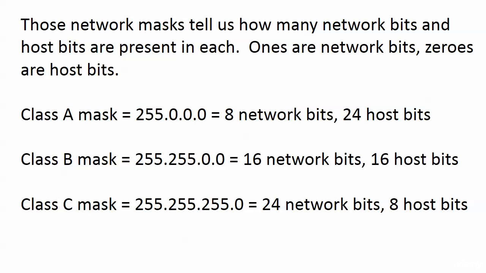And the Class A mask, 8 network bits and 24 host bits. Again, the network bits are set to 1, host bits are set to 0. Class B gives us 16 network bits and 16 host bits. Class C, 24 network bits and 8 host bits. So we've broken these down like crazy, right?